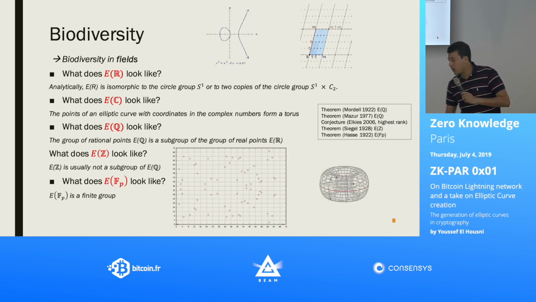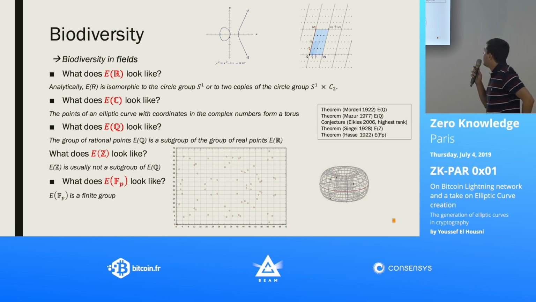So yeah, biodiversity. Once we have defined this elliptic curve and how you can define laws on it, you have many species that arise from elliptic curves. So yeah, biodiversity with respect to fields. If you define the elliptic curve on some specific field, it's going to be different.